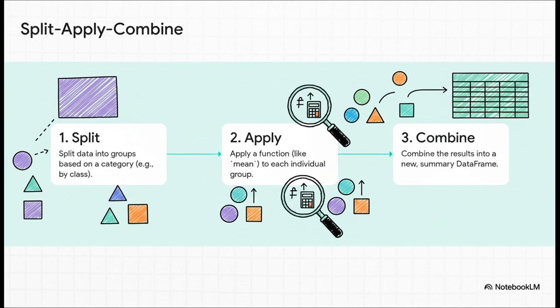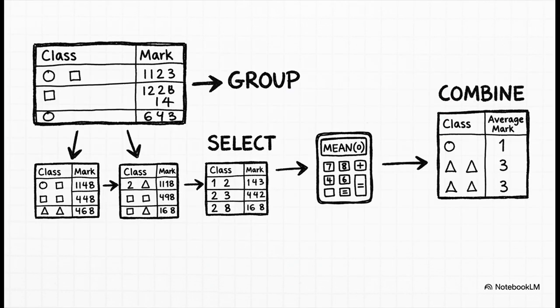First, you split your data into different groups. Then you apply some calculation to each of those groups, like finding the average. And finally, you combine all those results back into a new, tidy summary. And look at this. This is that exact strategy in one clean line of code. We tell Pandas to group by the class column. Then we say we're interested in the mark column. And finally, we tell it to calculate the .mean. And just like that, you have the average score for every single class.